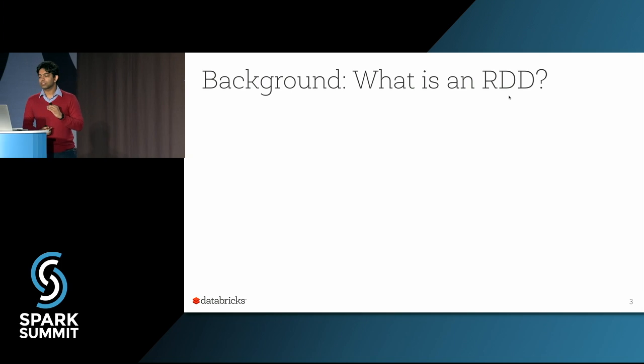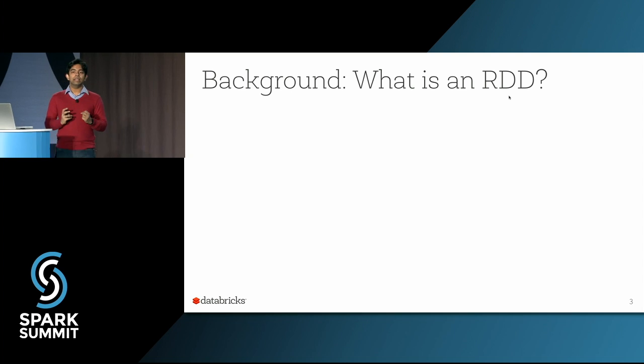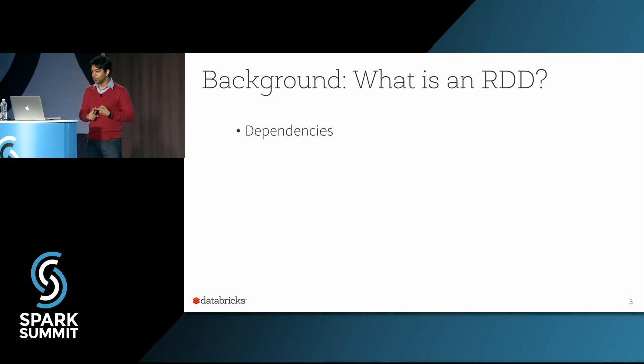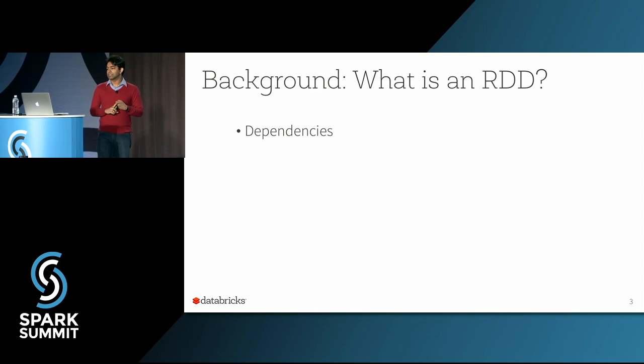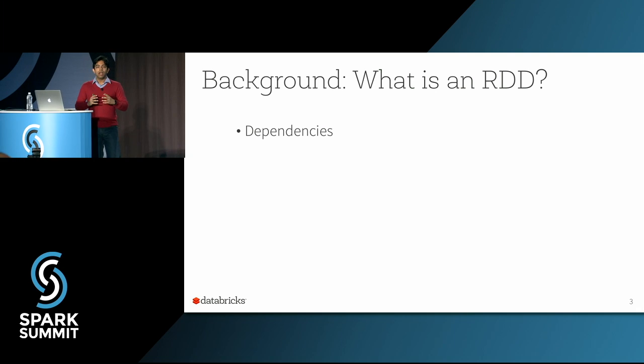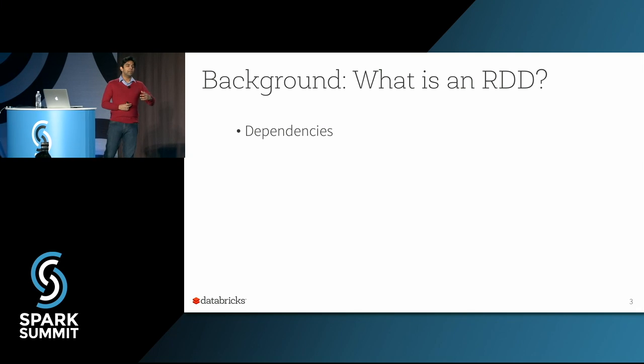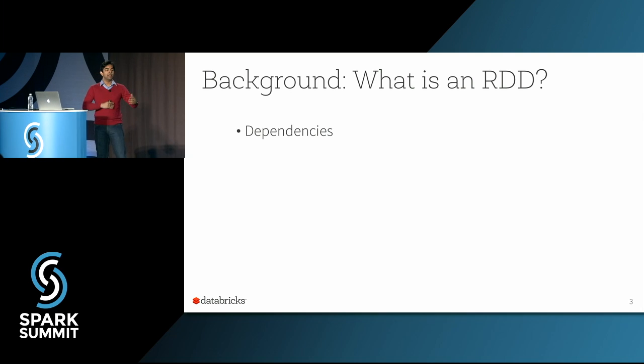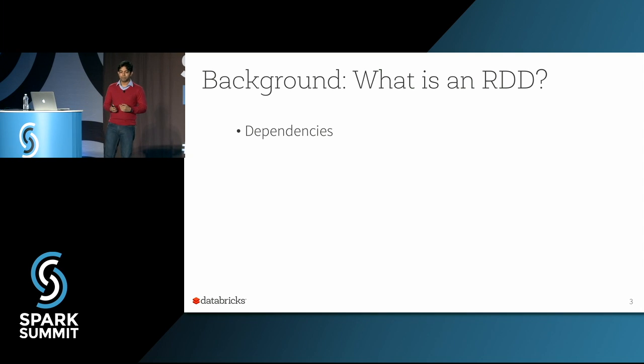So let me start off this talk with a little bit of background. What exactly is going on underneath the covers when you create an RDD, or a resilient distributed data set, in Spark? There are a couple of things that an RDD in Spark encodes. First, we have a set of dependencies. Given an RDD, how do we construct it? It might be coming from a text file, or it might be coming from a list of other RDDs via a sequence of operations.